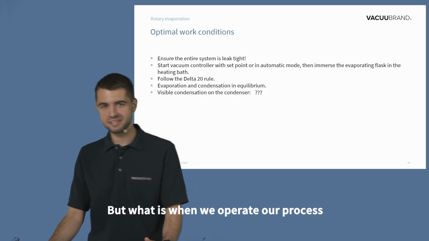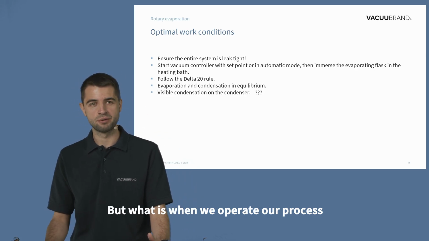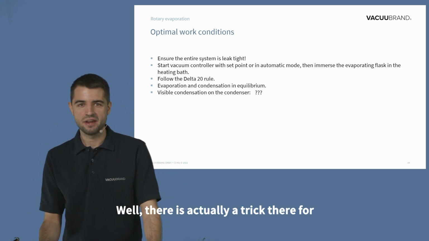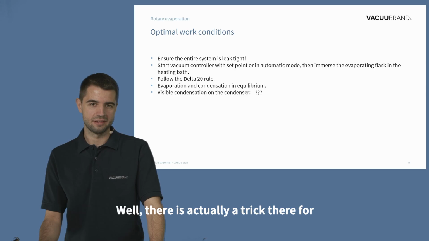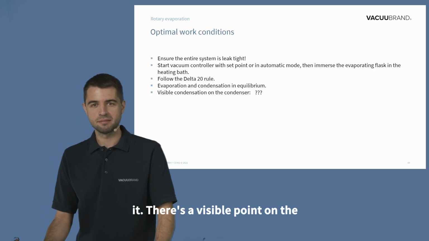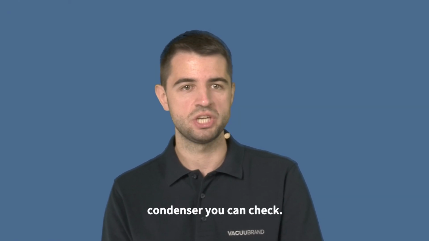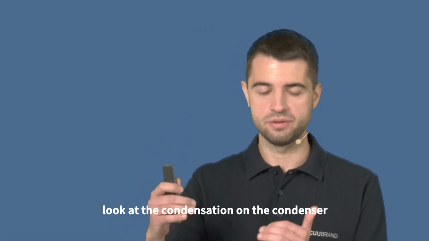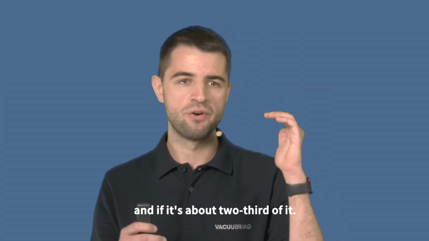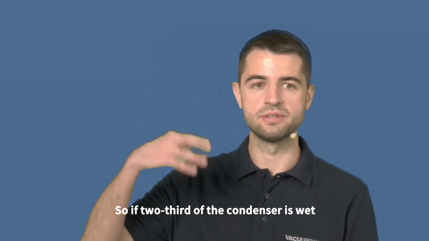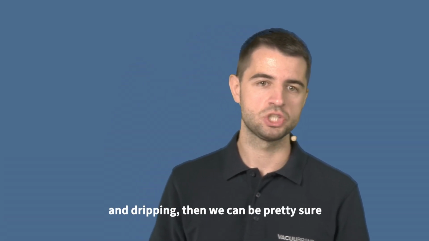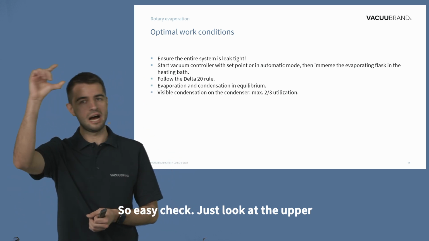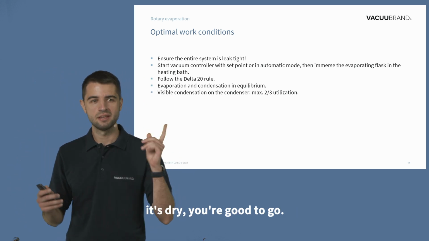But what about when we operate our process manually, when we have to find this equilibrium by ourselves? Well, there is actually a trick for it. There's a visible point on the condenser you can check. You look at the condensation on the condenser, and if about 2/3 of the condenser is wet and dripping, then we can be pretty sure that our process works in an equilibrium. So, easy check, just look at the upper third of the condenser. If it's dry, you're good to go.